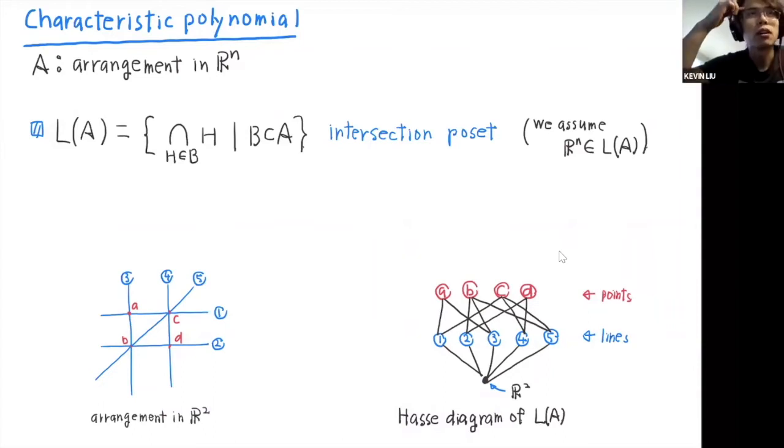Just out of curiosity, do you know why we don't include the empty set?